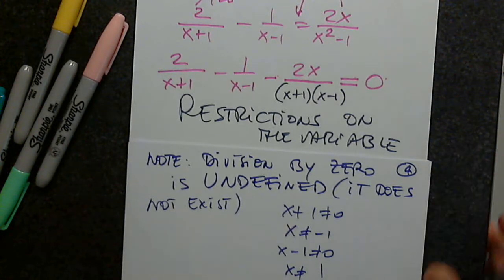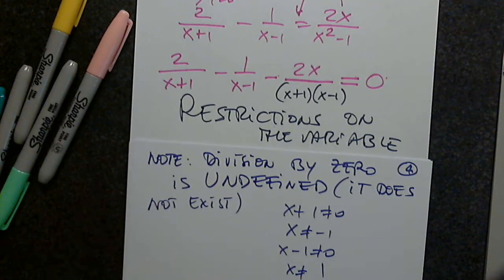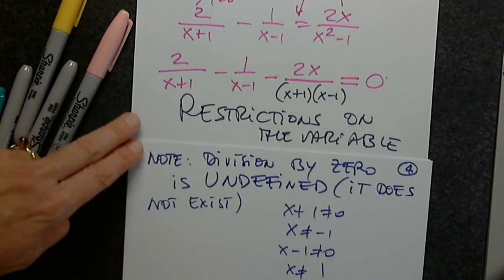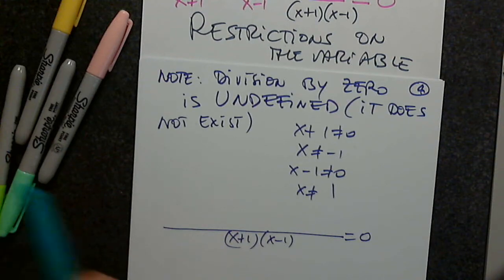Very good. Now let's find the least common denominator. Can anyone give us the least common denominator? X plus 1. Very good indeed. X plus 1, x minus 1. All different factors have to be in the least common denominator. Excellent. Well done.